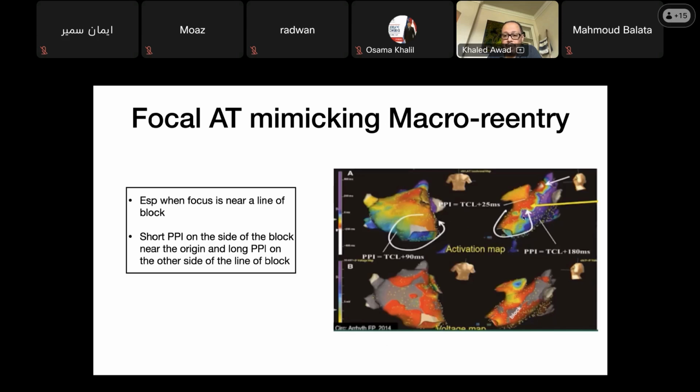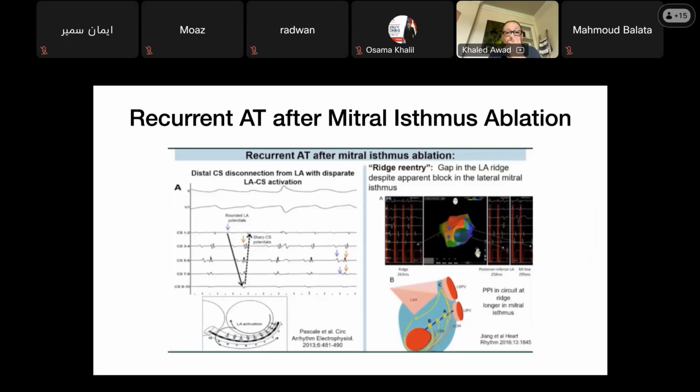If this were reentry and I were to pace here, I would get something that is within 30 milliseconds of the tachycardia cycle length as far as the PPI minus the tachycardia cycle length. And so, that is very helpful. Getting these long numbers in and of itself tells you this is not mitral flutter, but the activation, when you look at the earliest activation in the atrium, the earliest activation is around that side of the line. So these are pitfalls. I have another example to show later. It might be a little bit better.